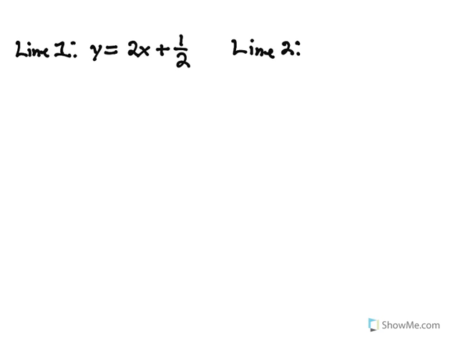Let's do another example. Okay. And let's say you had line 1. Line 1 is going to be y equals 2x plus 1/2. Line 2 is going to be -6x plus 3y equals 15.